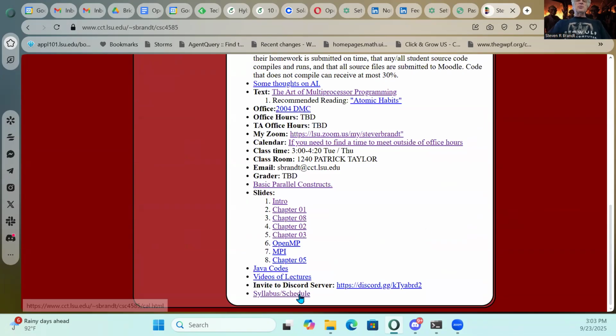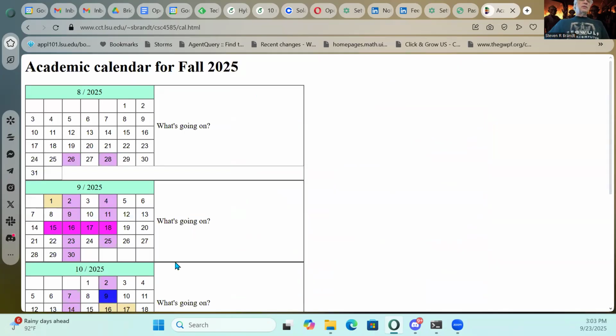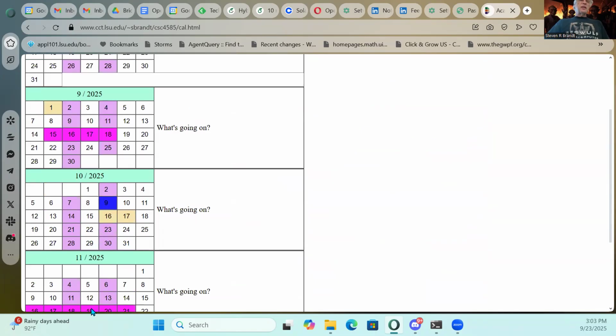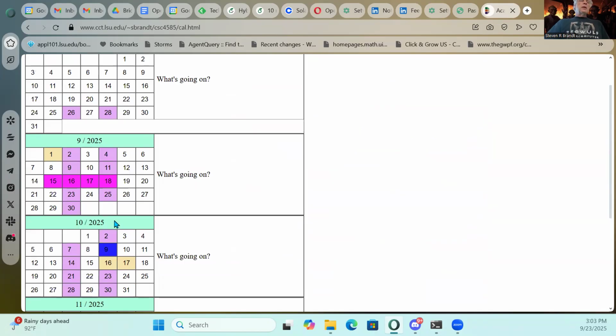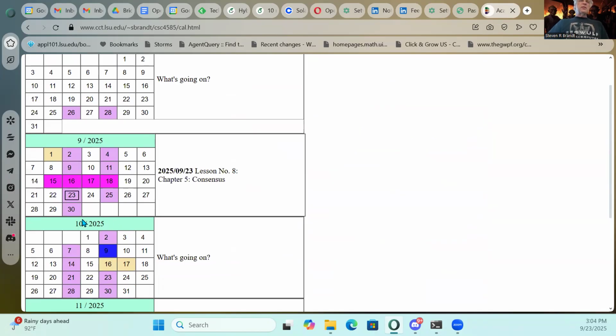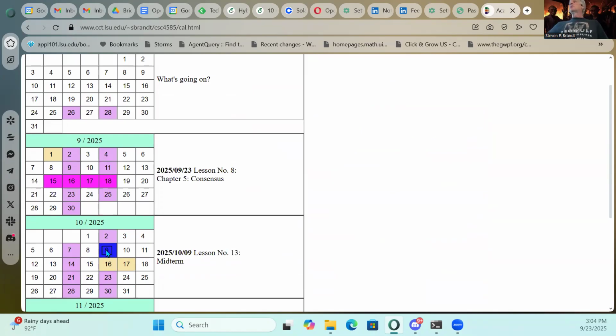Let's take a look at the schedule. I want to revise the schedule, sort of the end of the class, so just be advised I'm going to change stuff around. We are currently at September 23rd, consensus. We're going to talk about consensus today. And we've got our midterm coming up on October 9th. So please be ready. Please don't fall behind on any topics.